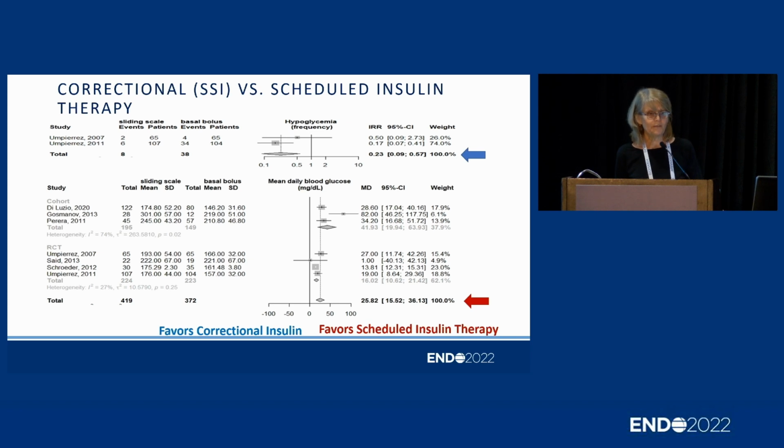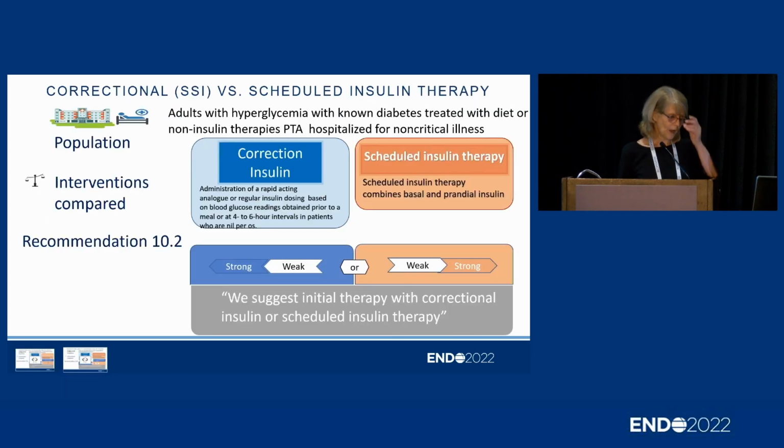When we read through the individual studies for this particular question, we found that some of the patients who were put on correction insulin alone actually had more severe degrees of hyperglycemia. So that was the underpinning for this recommendation. So when we looked at the question about correctional insulin versus scheduled insulin for someone with type 2 diabetes on non-insulin therapy prior to admission, our recommendation here was that initial therapy could be with correctional insulin alone or with scheduled insulin therapy. Either one would be correct.